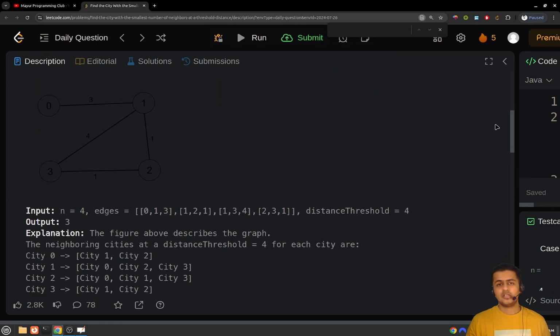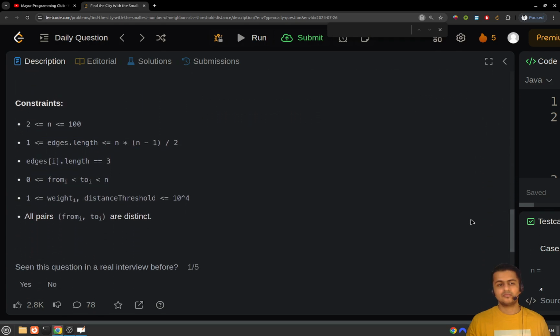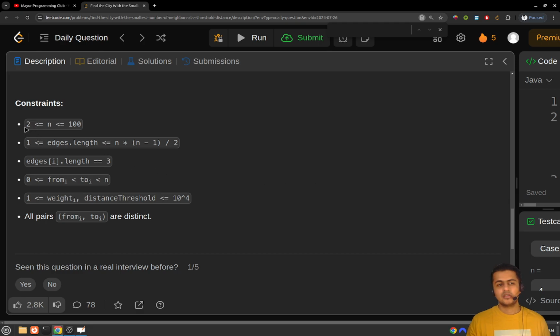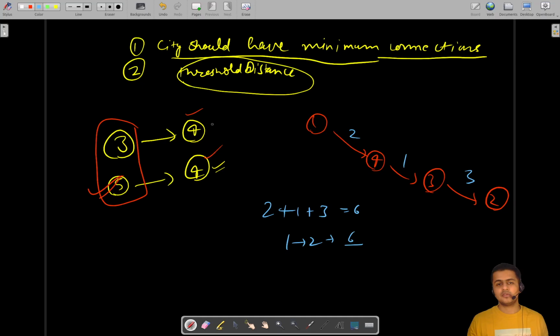Now before thinking of an approach, let's quickly have a look at the constraints. According to the constraints, the number of cities will be of order 100, and the edges will be of order n square basically. Each entry in this edges array will be of size 3, and all the cities, whether it's the source city or the destination city in the edges array, will range from 0 to n minus 1. The weight and the threshold distance given to us will be of order 10 raised to power 4, and all pairs are distinct between the source and the destination cities. So there are no self loops. It will not happen that a city has a path to itself, so this kind of situation will not exist.